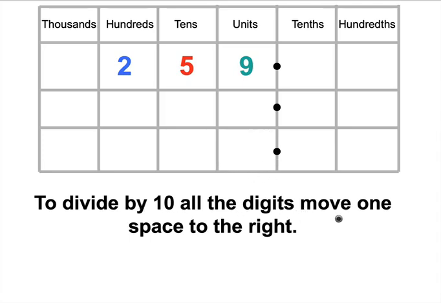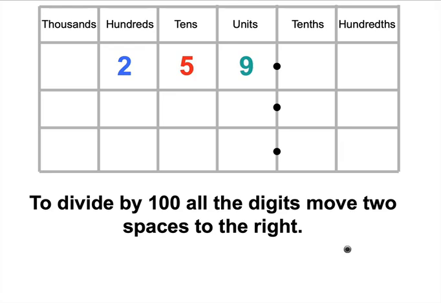When we divide by 10, the opposite will happen. The digits are now moving to the right. So dividing by 10, the digit will move 1 space to the right. 5 will move 1 space to the right, 2 will move 1 space to the right as well. So 259 divided by 10 is equal to 25.9. We can further divide that, and it will give us 2.59.